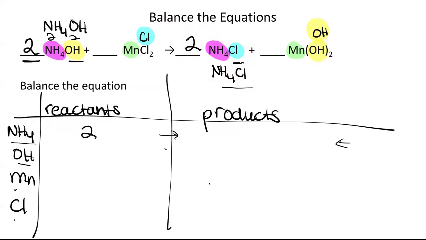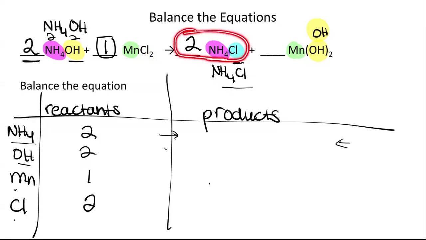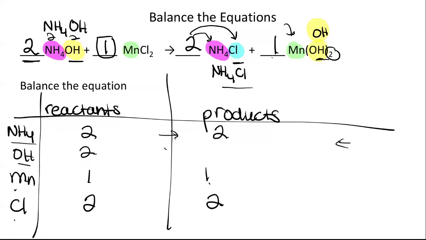I have 2 NH4s and 2 OH minuses. I have a 1 understood in front of the MnCl2. So 1 Mn and 2 Cls because of that subscript. I know I have 2 chlorines. And then I have 2 in front. So 2 NH4s, 2 Cls. My Mn, I have 1, so 1 Mn. And because of the subscript, I know I have 2 OHs.